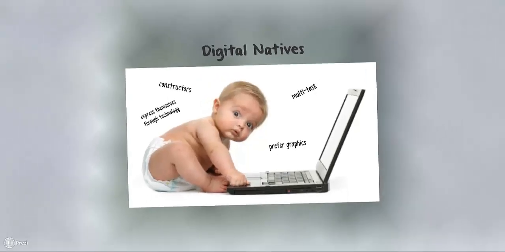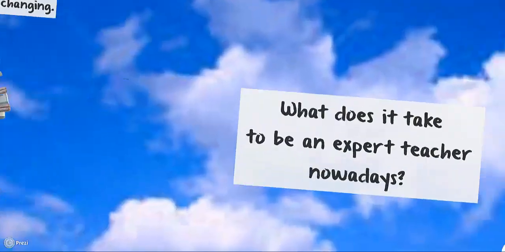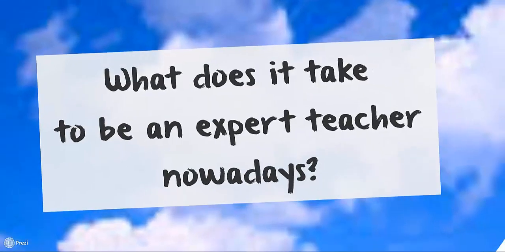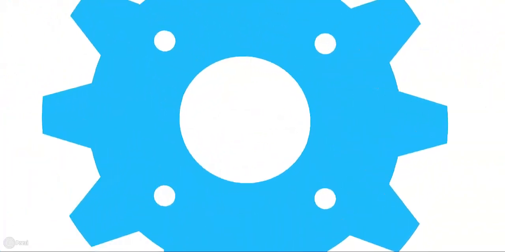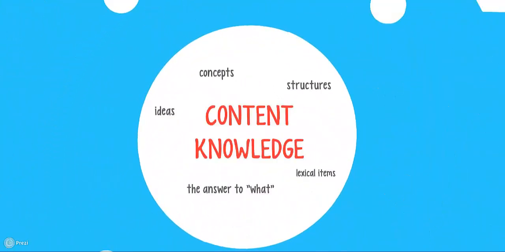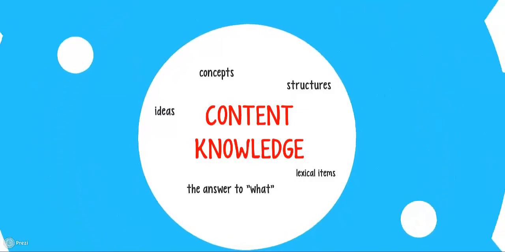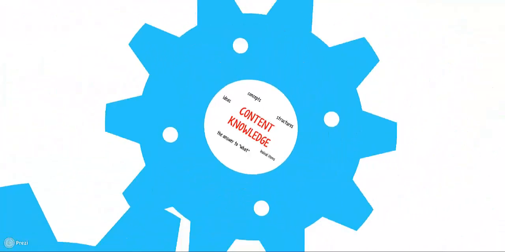So the important question would be, what does it take to be an expert teacher nowadays? Let's see the different kinds of knowledge that are required. First, we need content knowledge. This is a knowledge that we all have because we are teachers and we studied to be teachers. We know the structures to teach, we know lexical items, we know concepts and ideas. The content knowledge is the answer to what to teach.